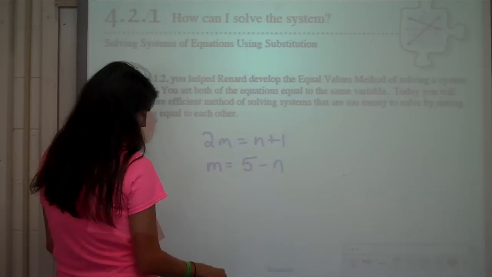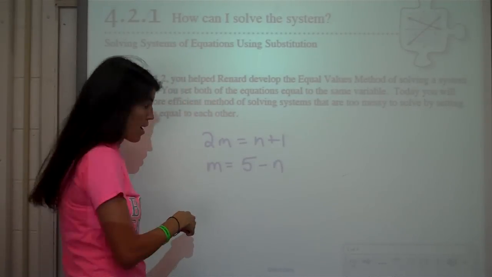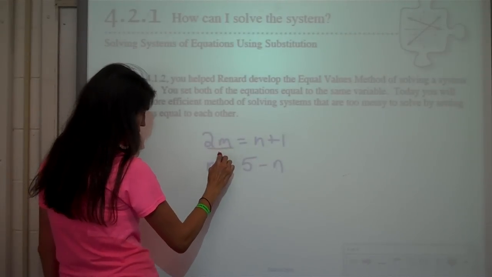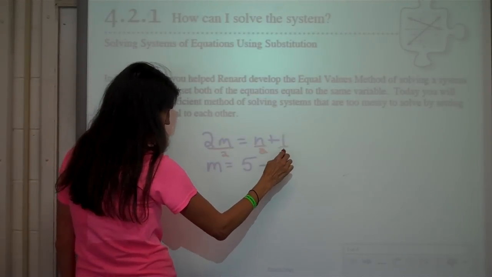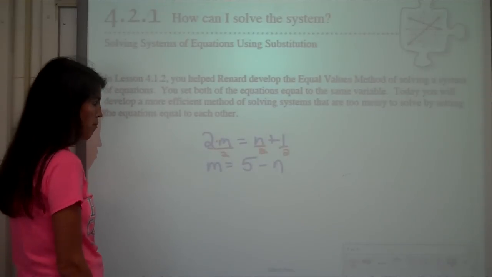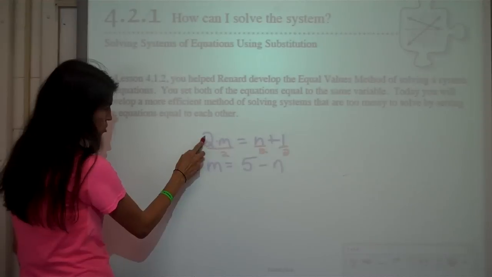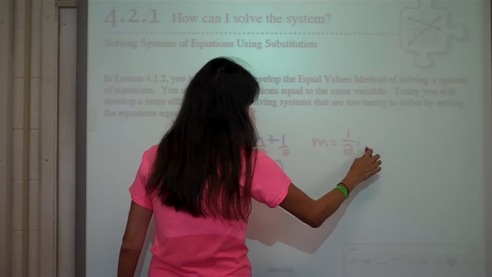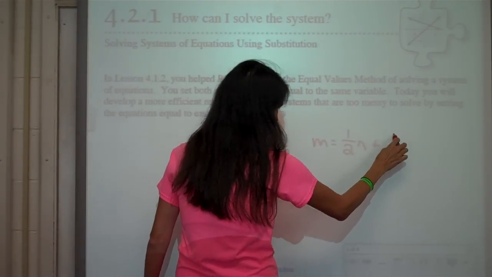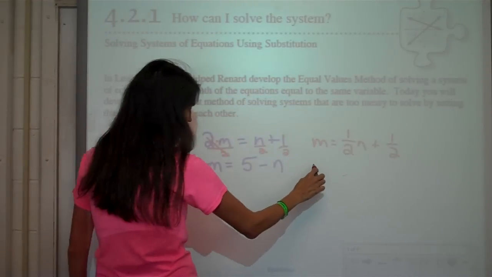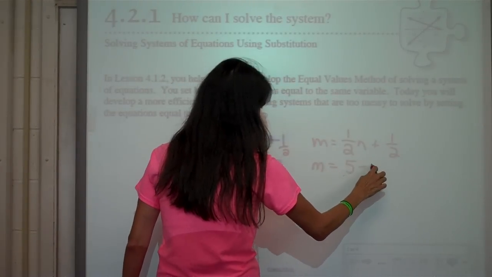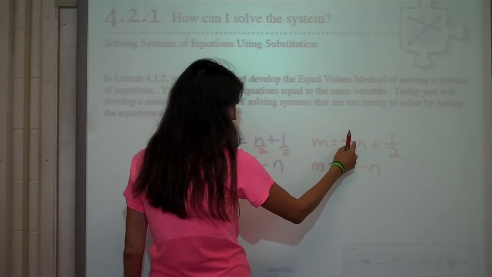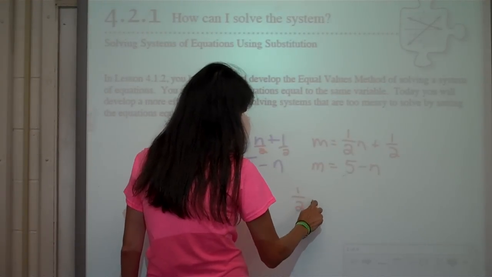When it talks about them being messy, and by the way, you should be writing this down, to solve this for m, you could divide everything by 2. Because this means times 2, so to undo times 2, you divide by 2. 2 divided by 2 is 1. Now you have m equals 1/2 n, or n over 2, plus 1/2. Okay? So now you could use the equal values method because they're both equal to m. If they're both equal to m, that means this has to be equal to this.